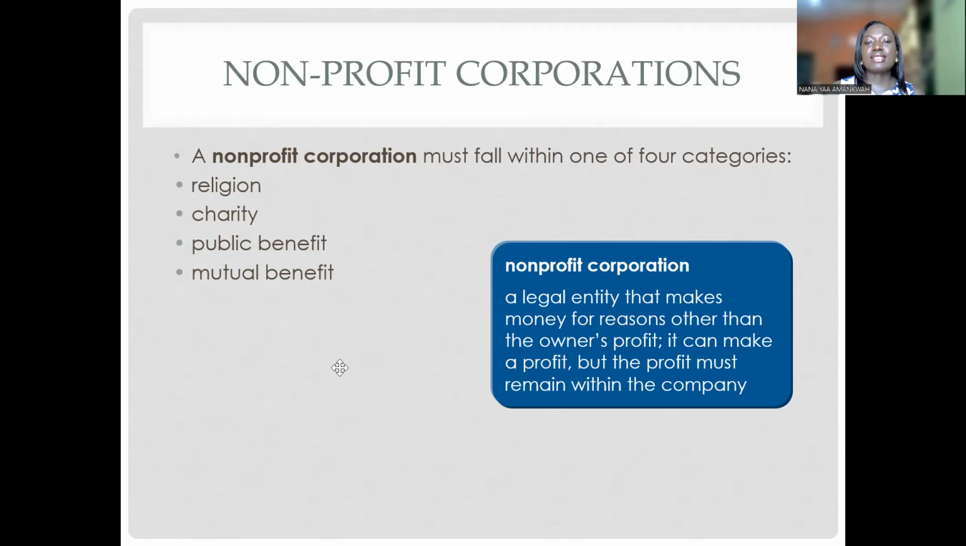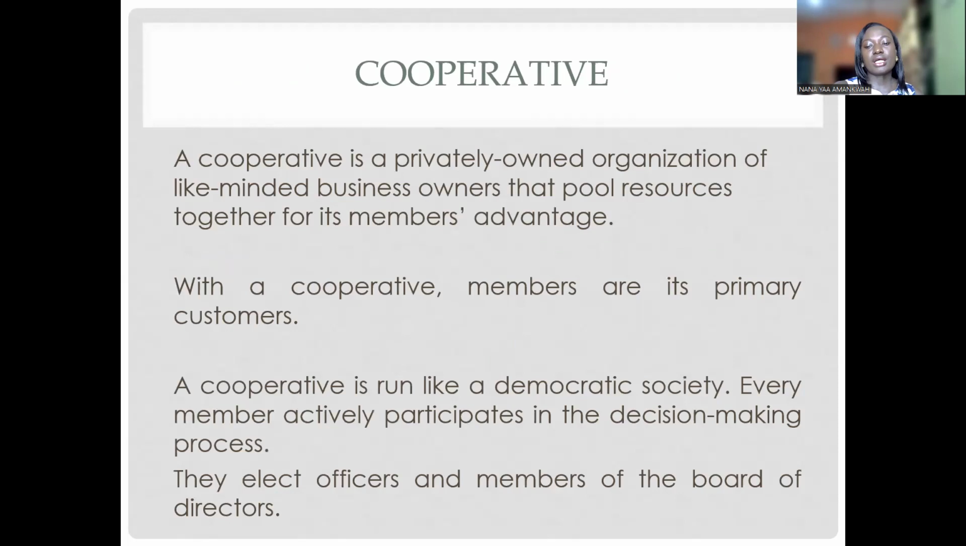A legal entity that makes money for reasons other than the owner's benefit. It can make profit, but the profit must remain within the company. So anytime the NGO or any non-profit corporation makes any kind of profit, it is for the organization.